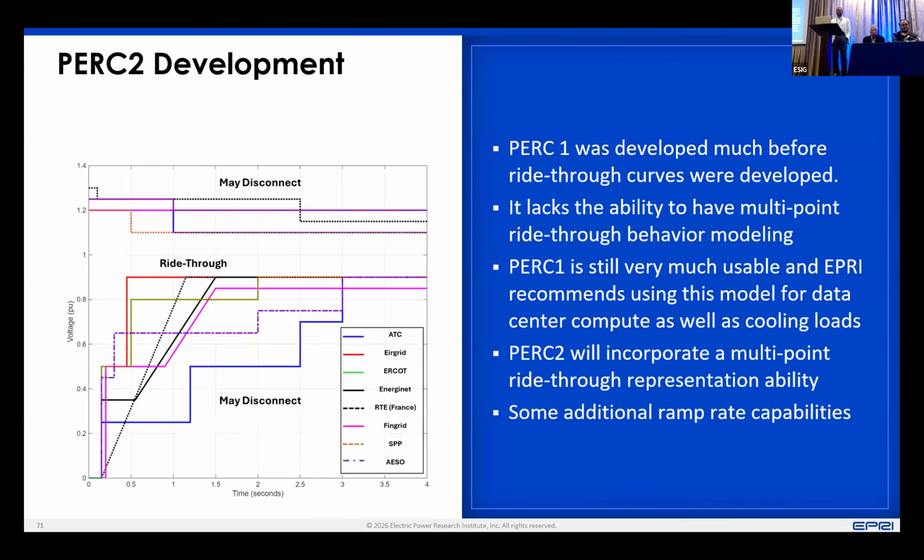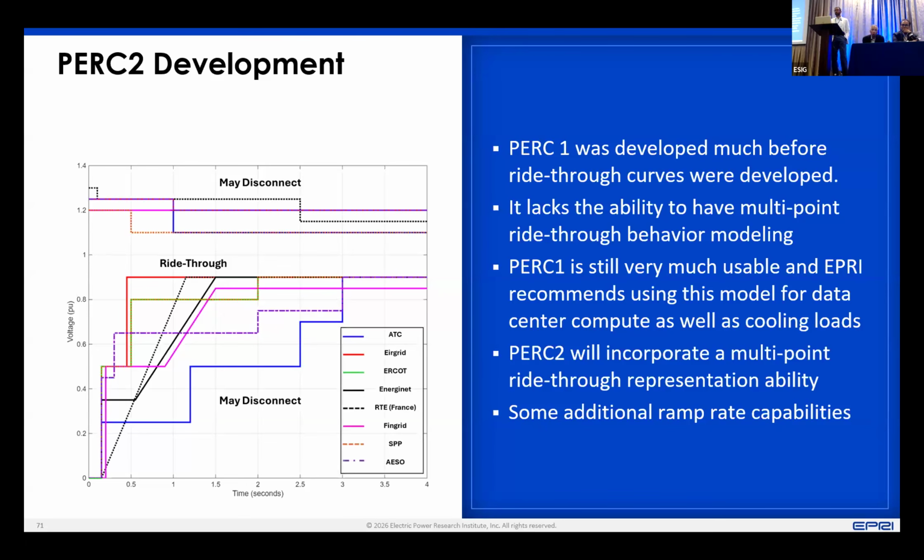So, like I said, PERC-1 is not the end-all. There's a PERC-2 that's going to come out. And what's going to be the big difference in PERC-2? If you look at the ride-through requirements right now, these are all multi-point voltage versus time curves. PERC-1 itself doesn't have the ability to do that. Although you can run a bunch of studies and trick the model to do a lot of these things, and again, that's a deeper conversation. But in PERC-2, we want to make it much more standardized. So in the PERC-2 development, a lot of these things are going to show up in the model.